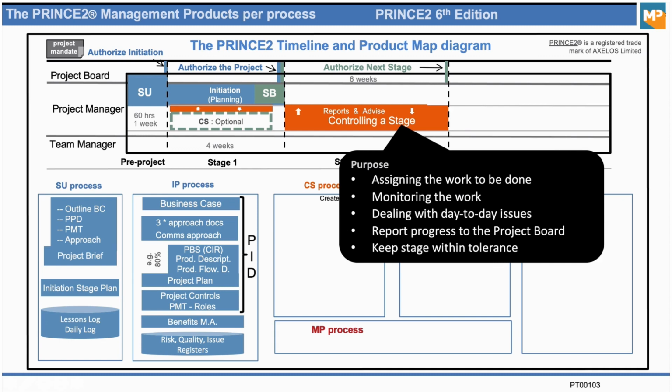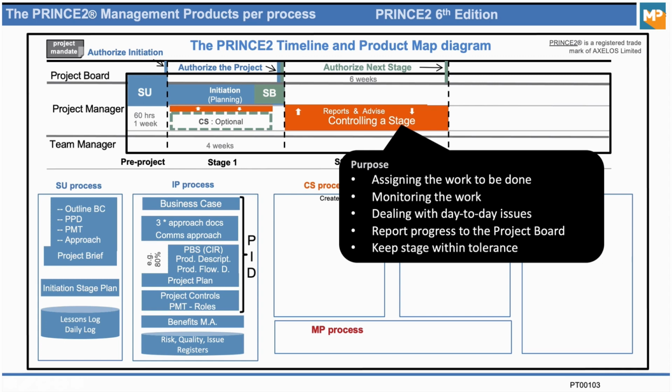Then the project manager will monitor the work. They will deal with day-to-day issues, like issues that pop up or risks that pop up. They will report progress to the project board, like they'll use a highlight report for this. More about this in a second. And they will keep the stage within tolerance.